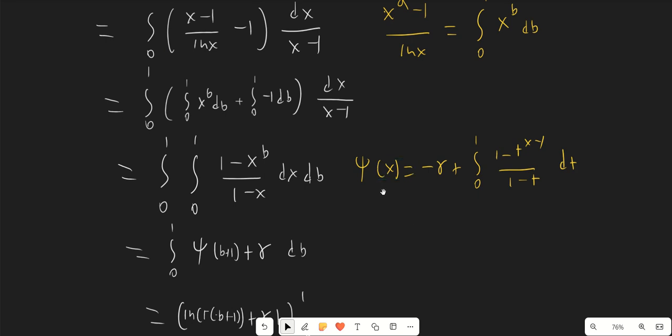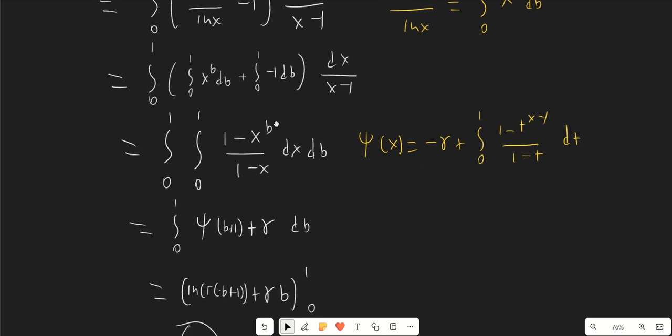And then we use the fact that digamma of x equals negative gamma plus the integral from 0 to 1 of 1 minus t to the x minus 1 over 1 minus t. This one's super easy to prove if you use the series representation of the digamma function. And so here, notice that we have b rather than x minus 1, and we don't have this negative gamma right here. So this is actually going to be equal to digamma of b plus 1 plus gamma, which as you can see I've substituted in right here.